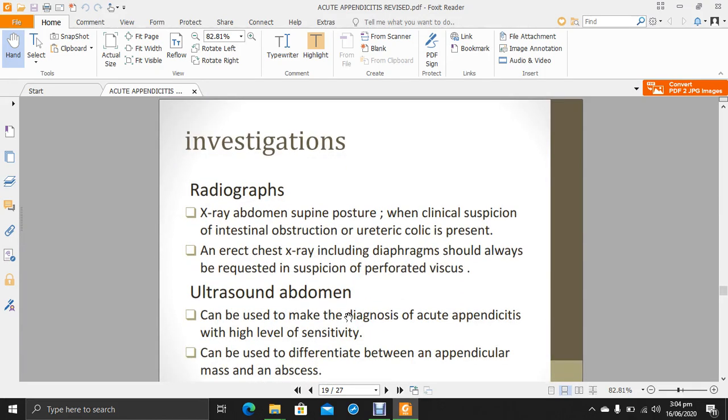A radiograph, X-ray abdomen, supine posture when clinically suspicious of intestinal obstruction or ureteric colic due to pain, and erect X-ray abdomen, erect posture, to see gas under the dome of the diaphragm for a perforated viscus.